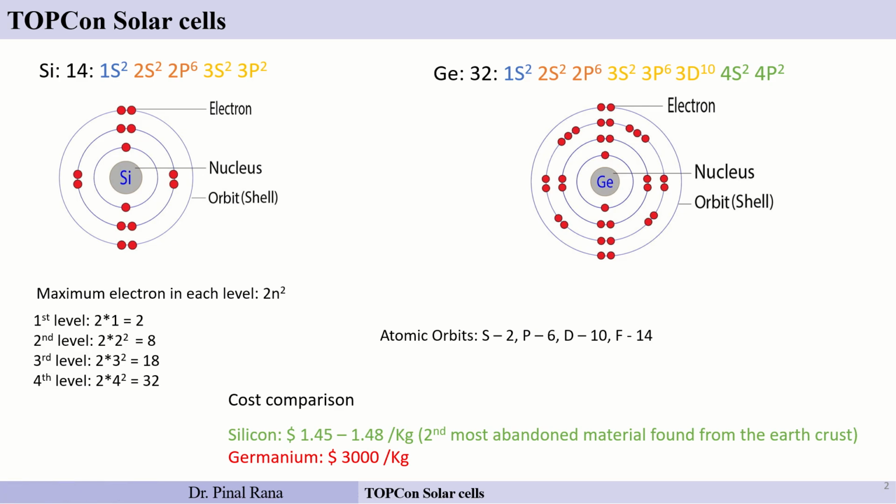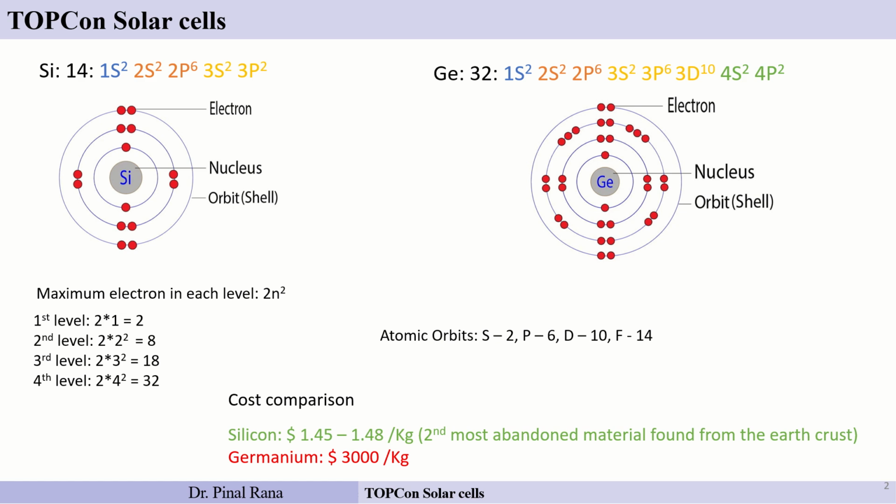In the industry, we generally use silicon based semiconductors. Why? There are two main reasons. One is that silicon is the second most abundant material found in the earth's crust. That's why it's relatively cheaper than germanium. If we compare the cost, silicon is around $1.45 to $1.48 per kg, whereas germanium is very costly, costing around $3,000 per kg.